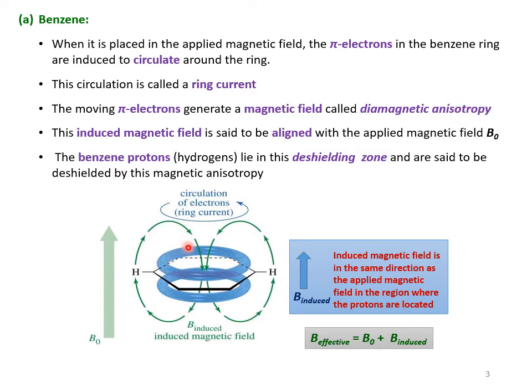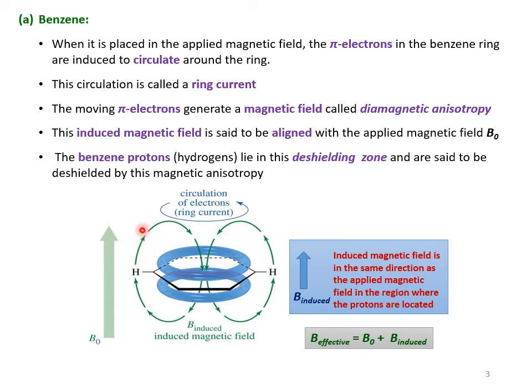So here you can see the protons of the benzene ring where they are located at this region. You can see the magnetic moment which is generated by the circulation of pi electrons is aligned with the applied magnetic field. Here you can see the direction of the magnetic moment produced by the circulation of the pi electrons, which we call the induced magnetic field.